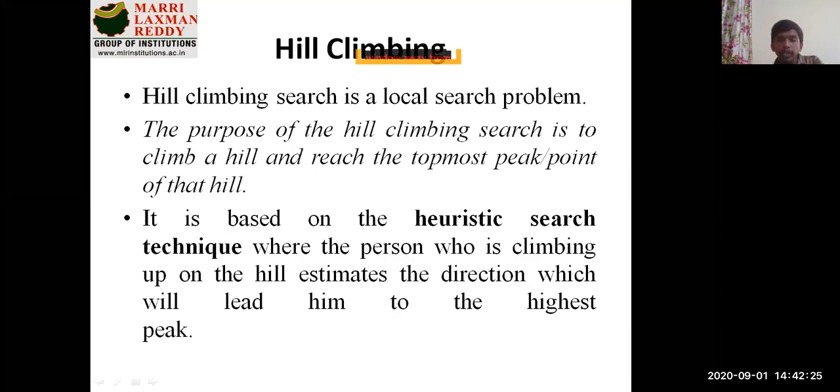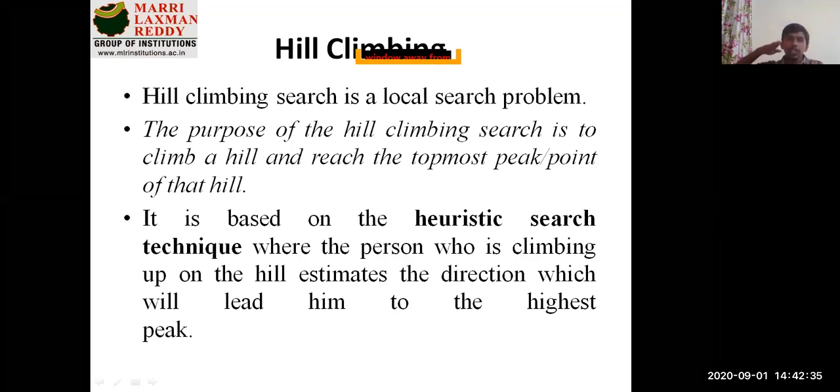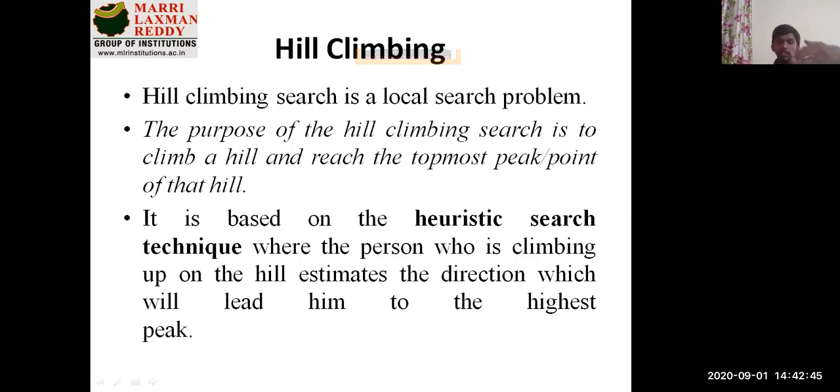So you are going to apply your heuristic search technique, where the person who is climbing up the hill estimates the direction which will lead him to the highest peak. Starting from the bottom to reach the highest peak, he needs to follow n number of strategies. The person climbing the hill needs to check whether if I go in this direction, do I need to face any difficulty, or do I need to apply more energy, or if I want to save my energy, in which path should I go? So he should have some estimation of which direction he needs to go. That's what we call the hill climbing algorithm.